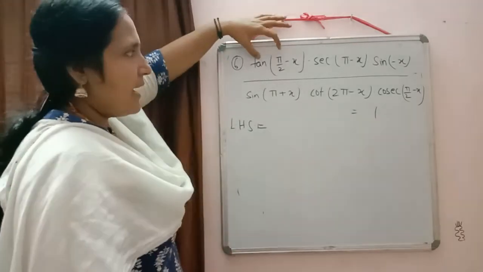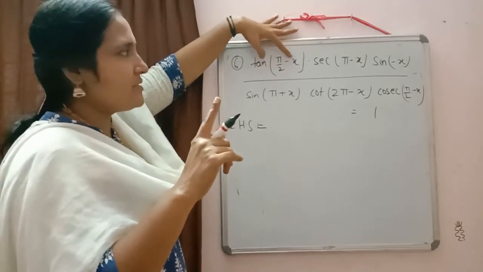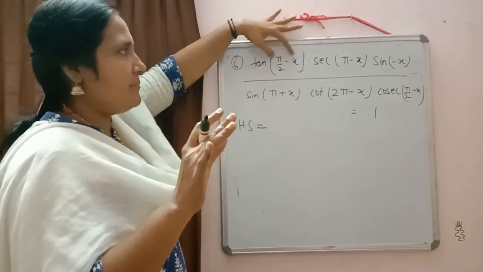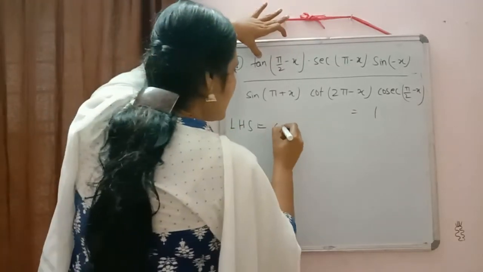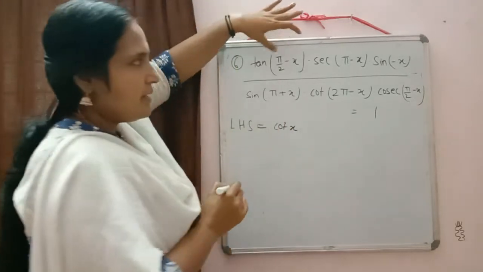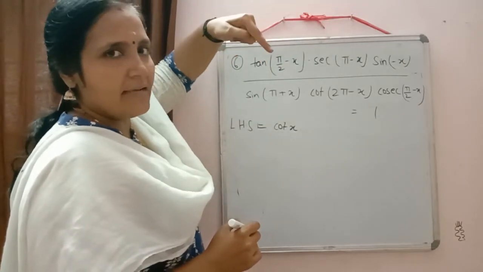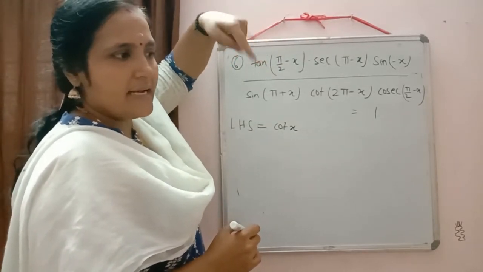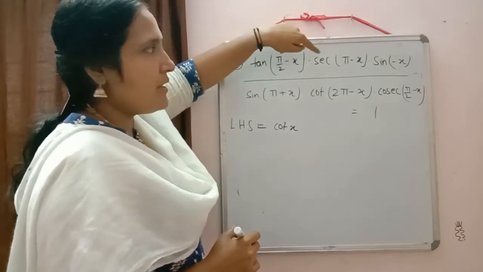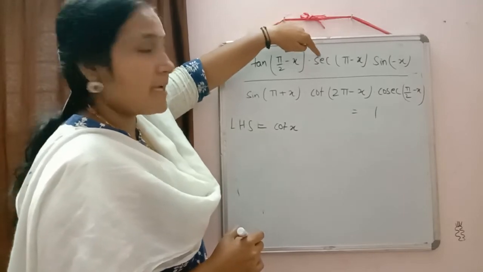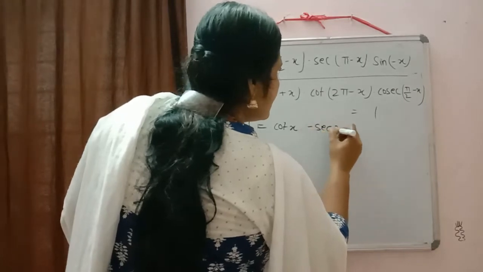First one is tan(π/2 − x). Which quadrant? First quadrant. In the first quadrant all are positive, but since it is 90 degrees, tan will change to cot. So first one we will get here is equal to cot x. Now next sec(π − x). π means here, the negative side of the x-axis. Minus we are doing means we are going backward there. In which quadrant are we going? Second quadrant, and in the second quadrant sec is negative. So it will be equal to −sec x.